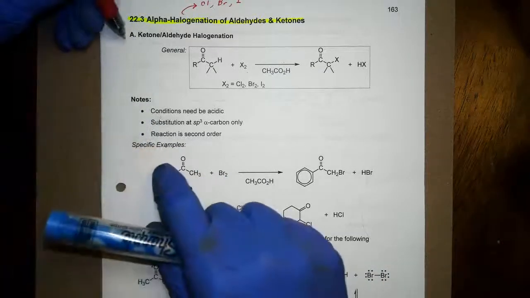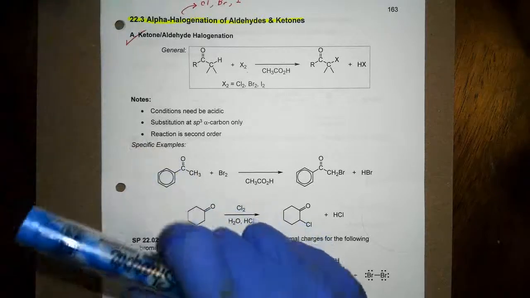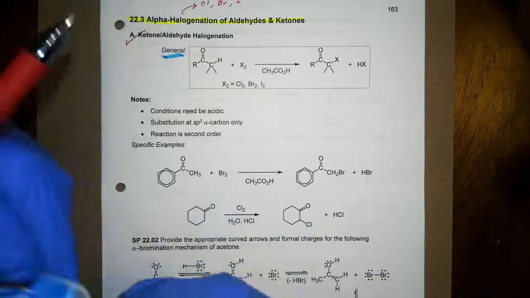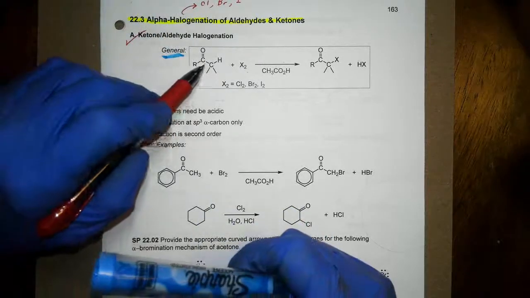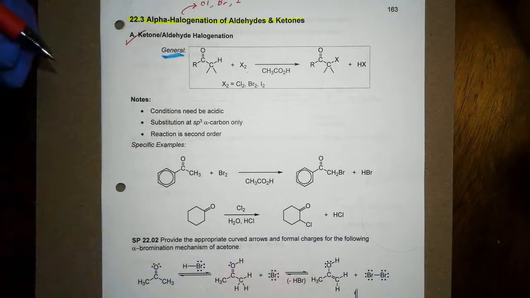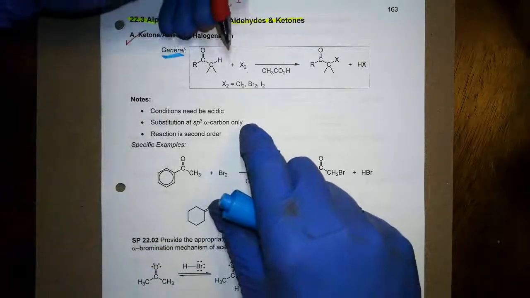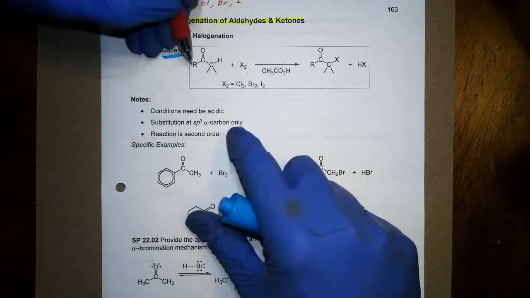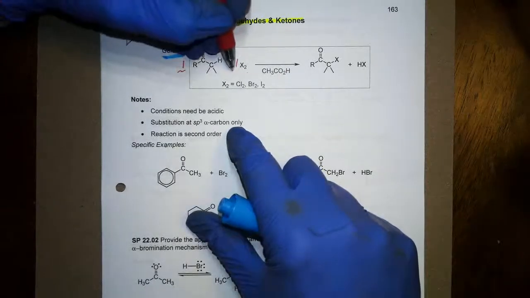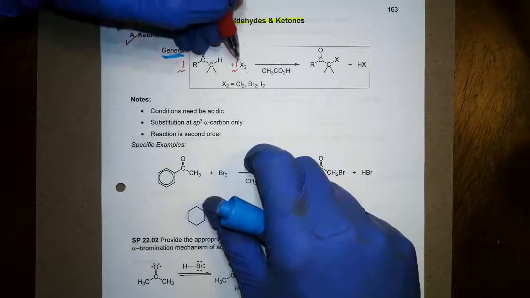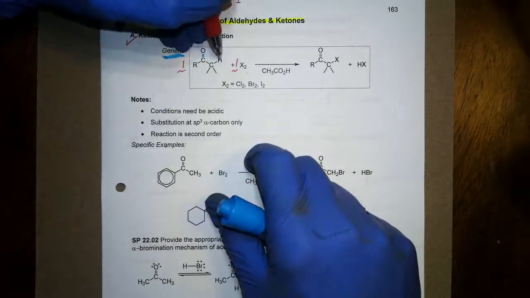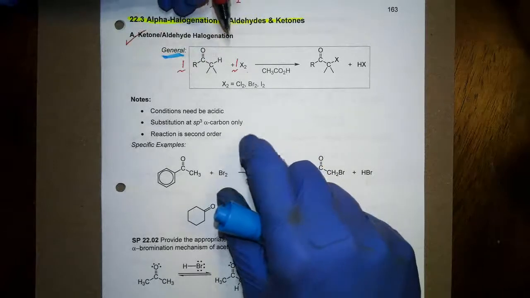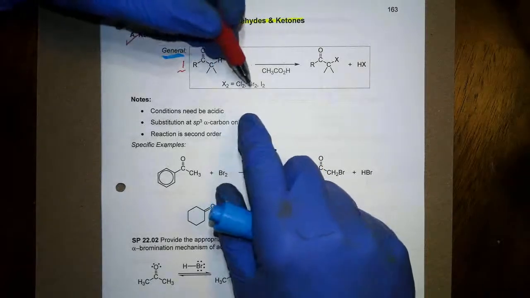So, ketone, aldehyde, halogenation. Here's a general reaction. What we're looking at would be a generic aldehyde or ketone, and we're going to take that species and add an equivalent of halogen. In other words, for every 1 mole of this, you want 1 mole of that. And if you have more moles of this, you're going to end up replacing up to 3 hydrogens. So you have to be careful with your stoichiometry. Again, the halogen can be chlorine, bromine, or iodine.